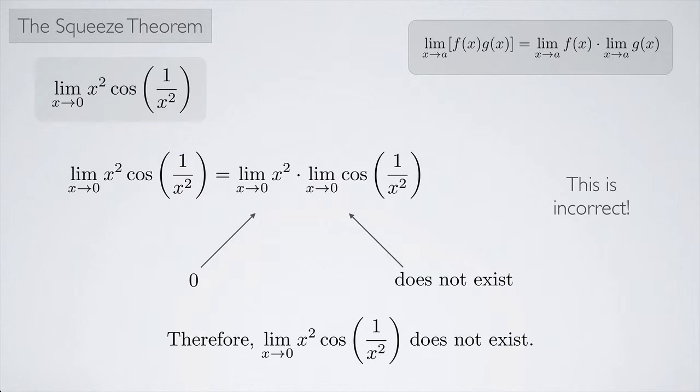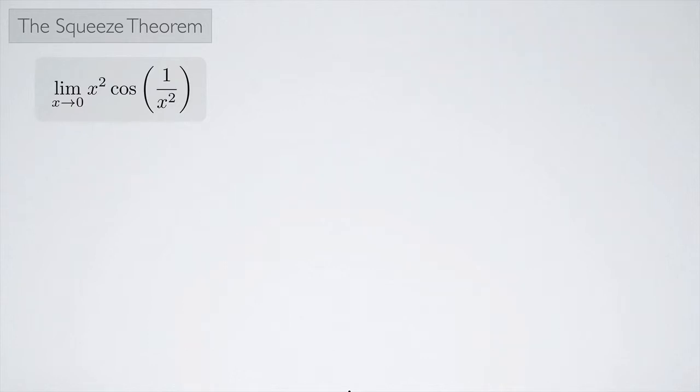Remember that the limit laws only work if each of these individual limits exists. In other words, if the limit as x approaches a of f of x exists and the limit as x approaches a of g of x exists. In this case, the first limit as x approaches 0 of x squared does exist, it equals 0. But the second limit does not exist, so this limit law does not actually apply, and we need to try and find another way to tackle this limit. Okay, so let's try something else.